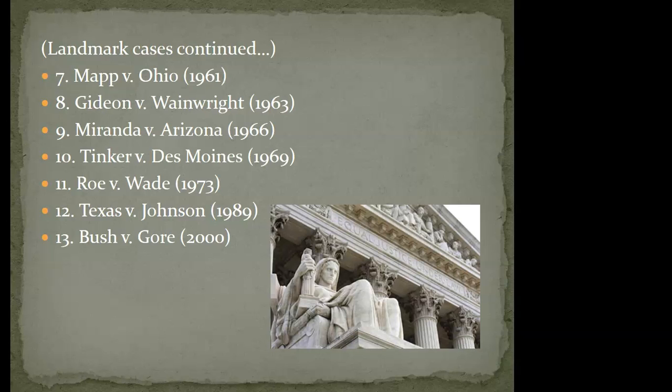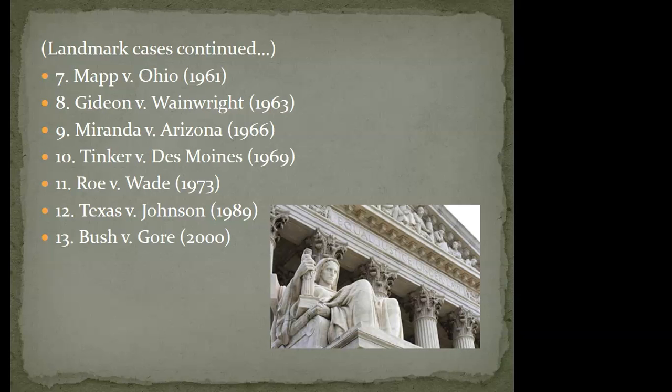Number 7, Mapp versus Ohio. This is an interesting case, 1961. At this point, the case began when a woman got a knock on her door in the state of Ohio, and police officers basically barged in. They did not have a warrant. They were looking for a subject. They did not have a warrant to come into this woman's home.